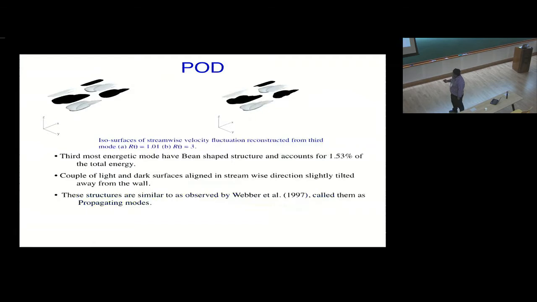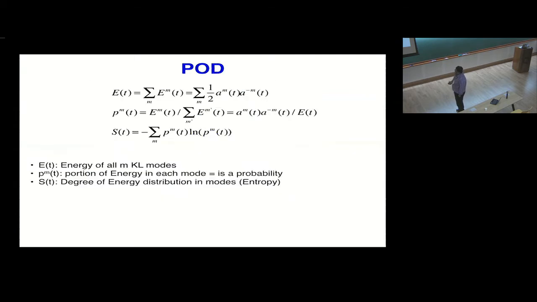If you consider the third mode, you see that these structures are slightly tilted. So what I get from this is, we call these propagating modes. If I try to calculate the energy in these modes, one mode, the other mode and the third mode, we can calculate from this, where the A's are basically the coefficients, and PM is like a probability for this portion of energy in this mode.